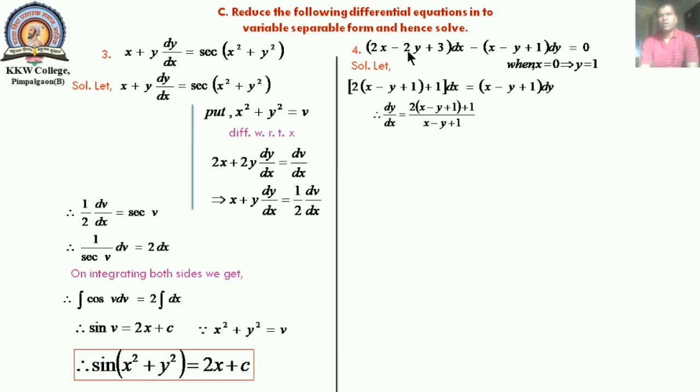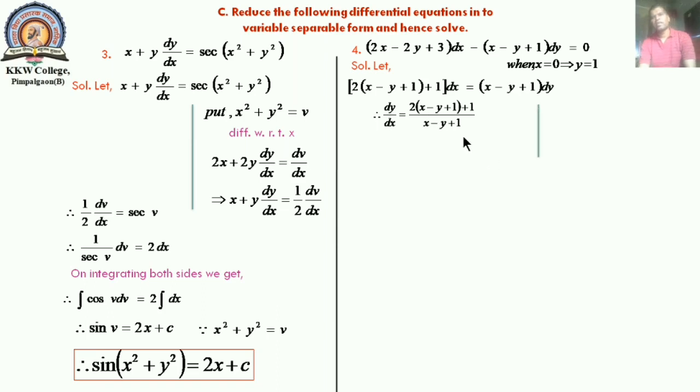While taking 2 common, you have 2 into (x minus y plus 1) plus 1. After multiplying these two inside the bracket, 2x minus 2y plus 2, plus 1 becomes plus 3. And adjusting, dy by dx becomes 2 into (x minus y) plus 3, where variables are not easily separated.